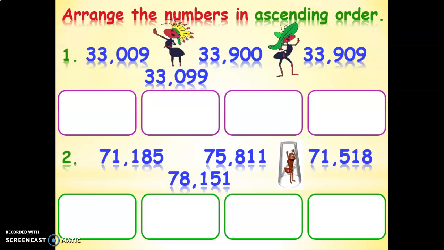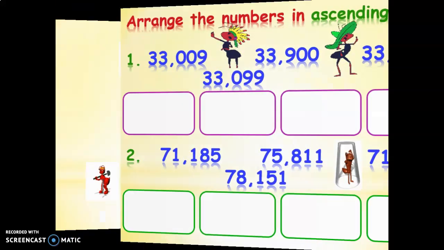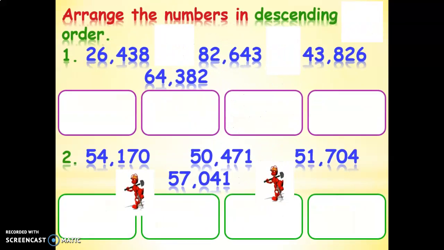Now, if you are finished, you can now see the correct answers. Oh, I'm sorry for this one. You have to arrange the numbers in descending order. So before we go and take a look at the answers, answer this part of the drill. Arrange the numbers in descending order.